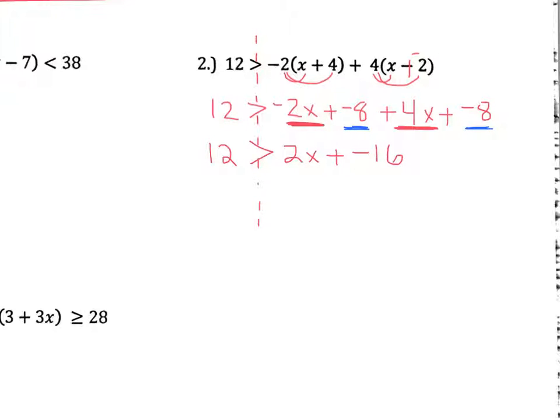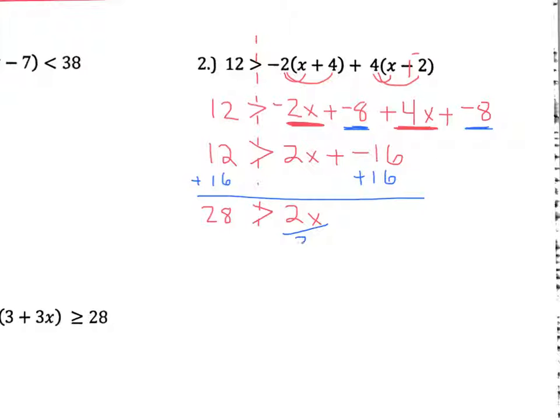You start like unpeeling the layers of an onion or unwrapping a present. So we'll add 16 to both sides. Hopefully you remember doing problems similar to this in the previous unit. 12 plus 16 is 28. Bring down your inequality symbol, bring down your 2x. A negative 16 and a positive 16 adds to 0, so I don't have to worry about it.